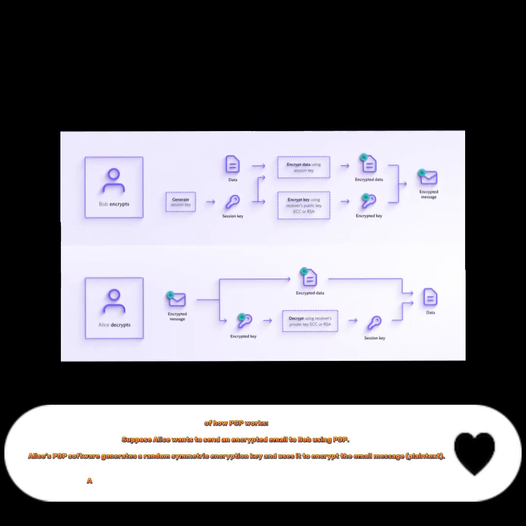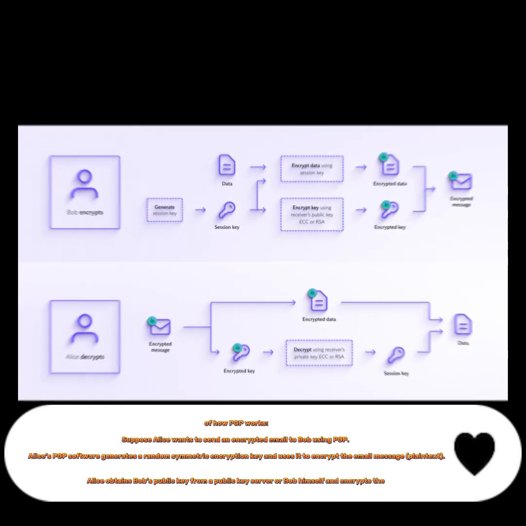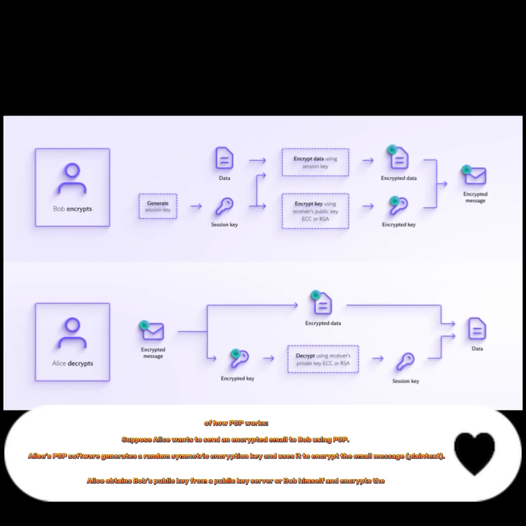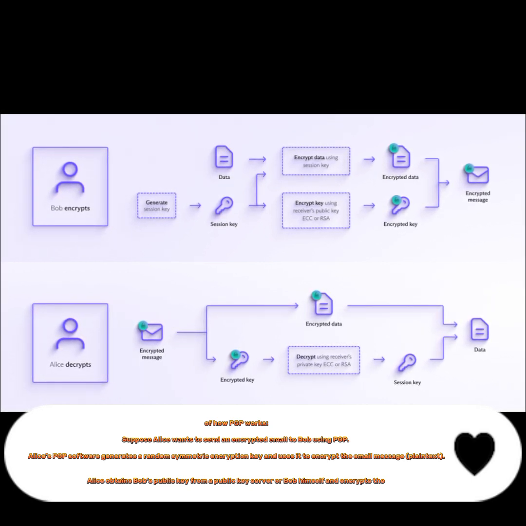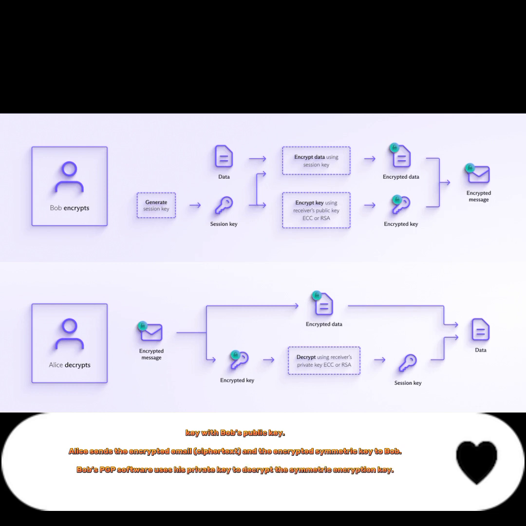Suppose Alice wants to send an encrypted email to Bob using PGP. Alice's PGP software generates a random symmetric encryption key and uses it to encrypt the email message. Alice obtains Bob's public key from a public key server or Bob himself and encrypts the symmetric encryption key with Bob's public key. Alice sends the encrypted email and the encrypted symmetric key to Bob.